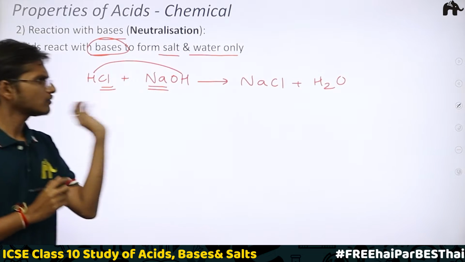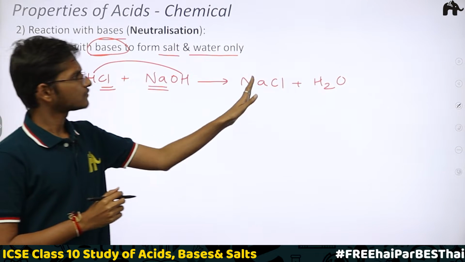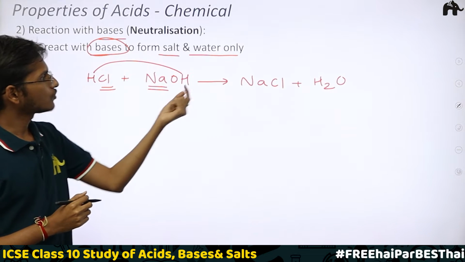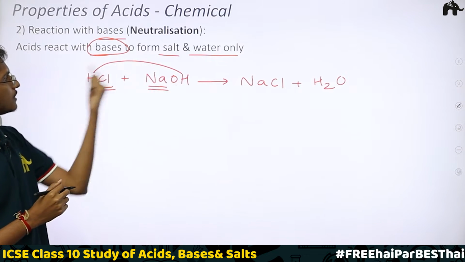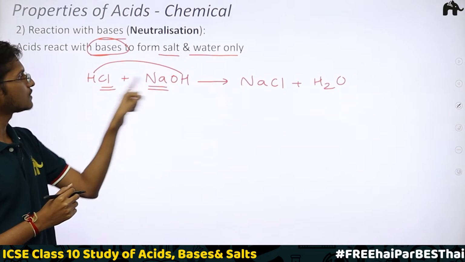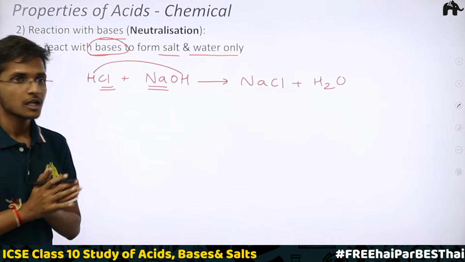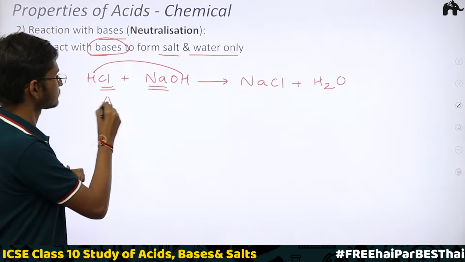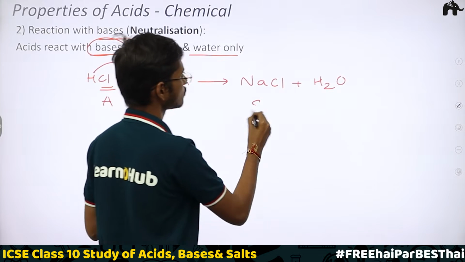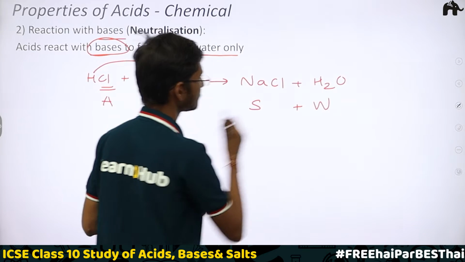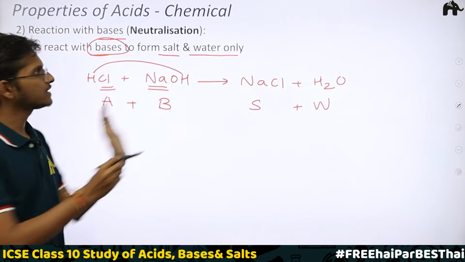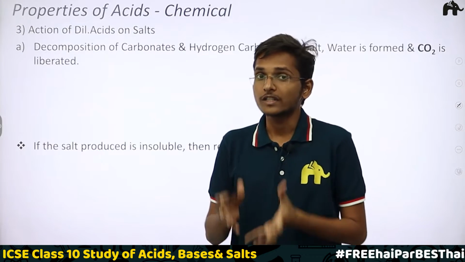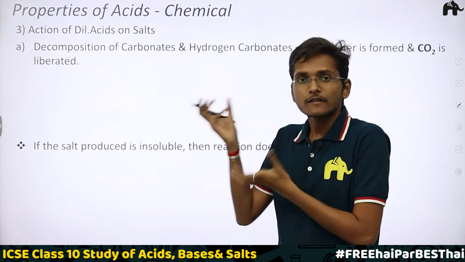Very simple. Now balance it. Na 1 atom, chlorine 1, hydrogen 2. Here there are also 2 hydrogen atoms, and oxygen is 1, so it's balanced. This reaction of acids with bases to form salt and water is called a neutralization reaction.